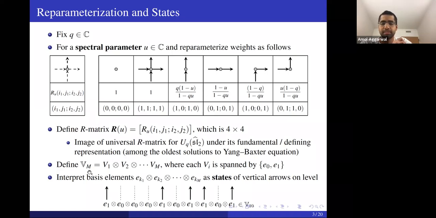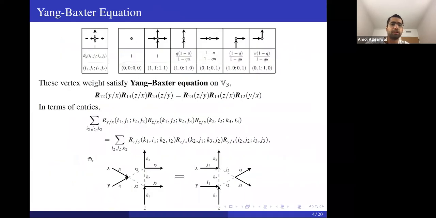You can interpret basis elements as pure tensors, and you can view them as states where an e1 has a vertical arrow and an e0 has no arrow. So e1 tensor e0 would have a vertical arrow and then an empty state. And as I just mentioned, this satisfies the Yang-Baxter equation.